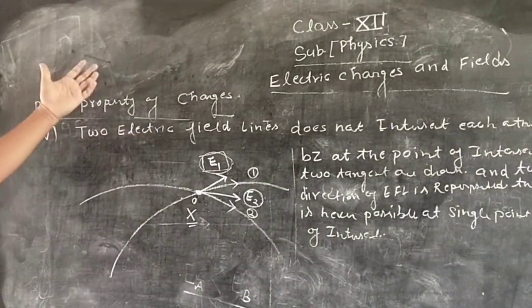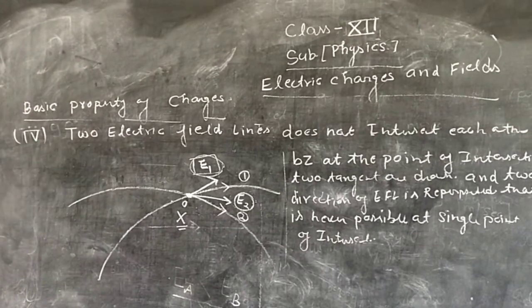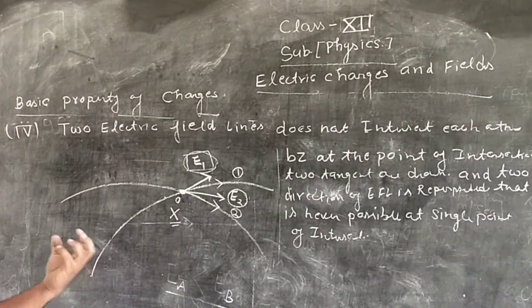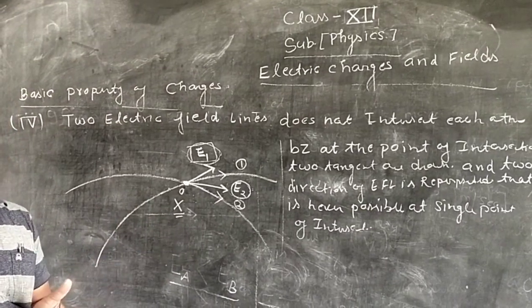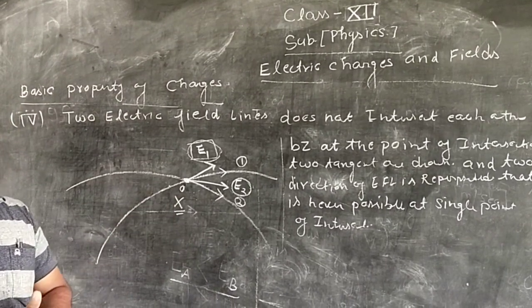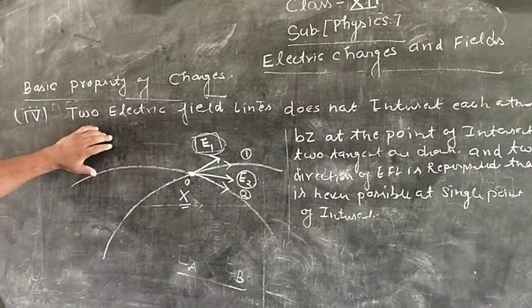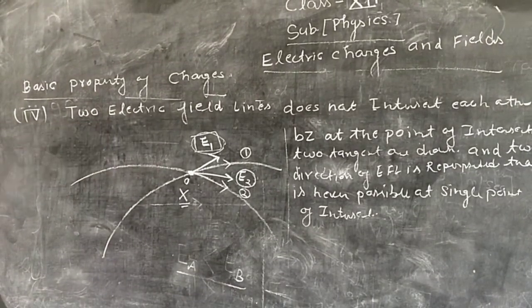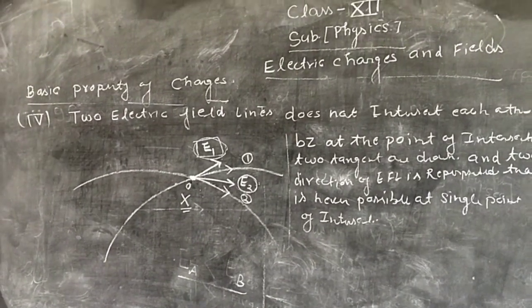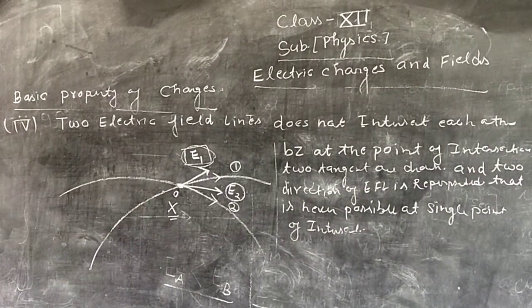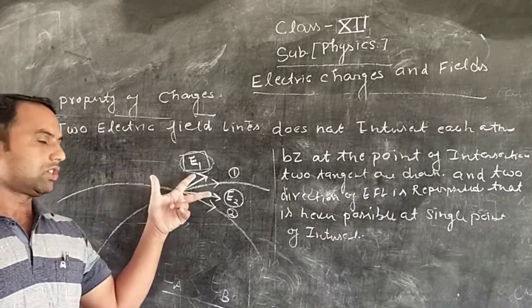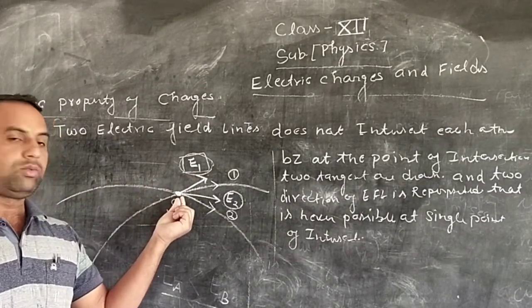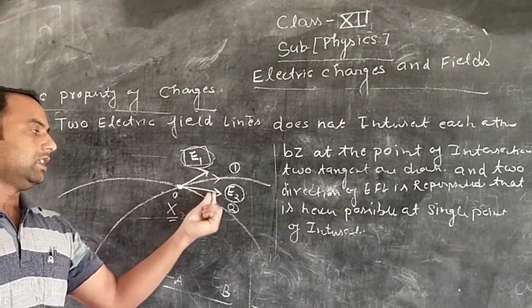The previous property says that if the field lines are closer, the intensity of the electric field is more. If the field lines are far from each other, then the electric field intensity will be lesser. The next important property is that two electric field lines do not intersect each other, because at the point of intersection two tangents are drawn on the curve, which show two directions of the electric field. At a single point, two directions cannot be possible.